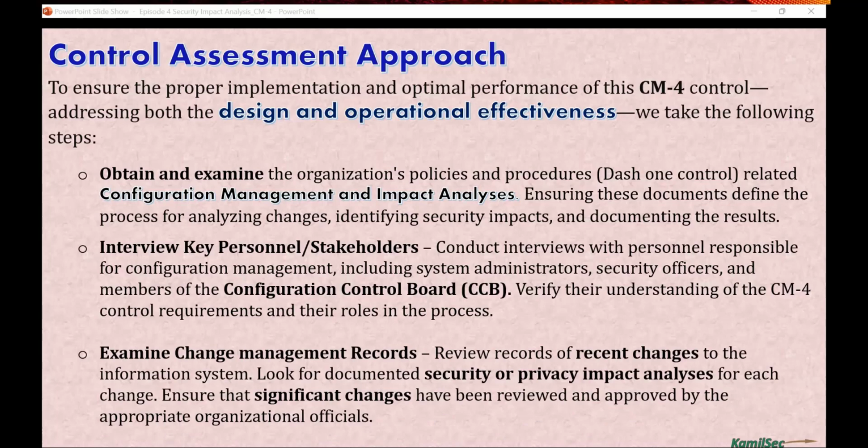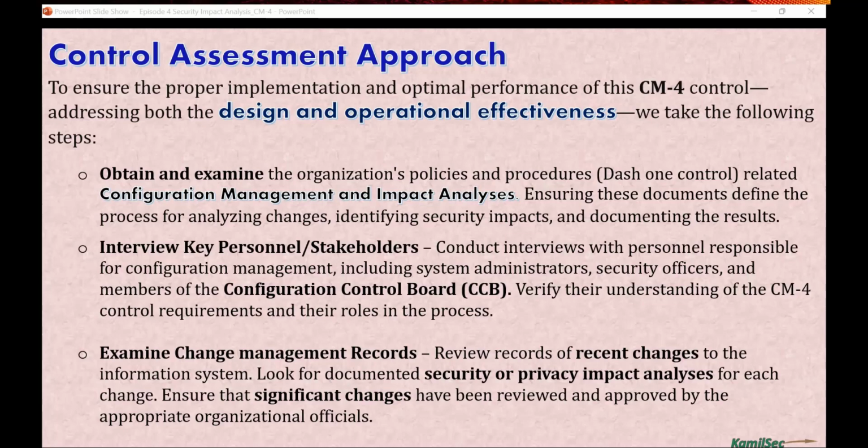And also, examine change management records. Review records of the changes to the information system. Look for documented security or privacy impact analysis for each change. Ensure that significant changes have been reviewed and approved by the appropriate organizational official.